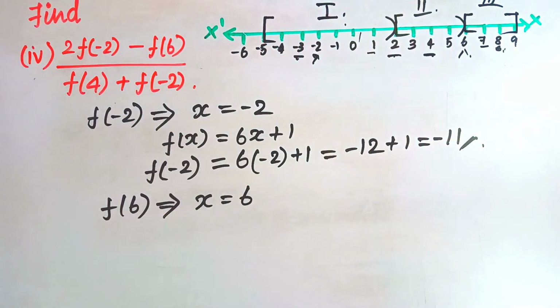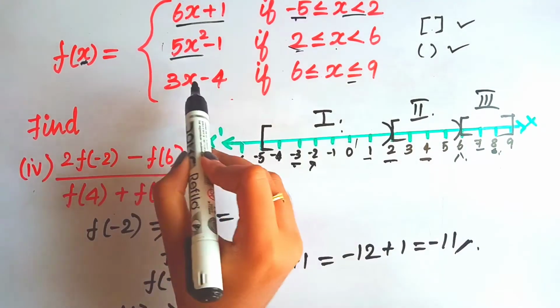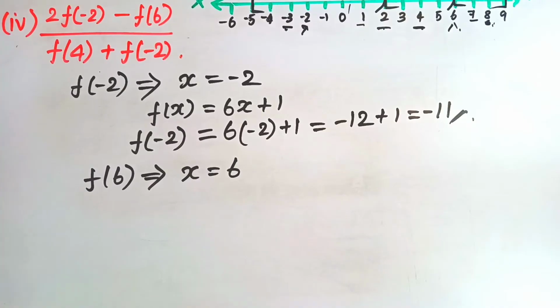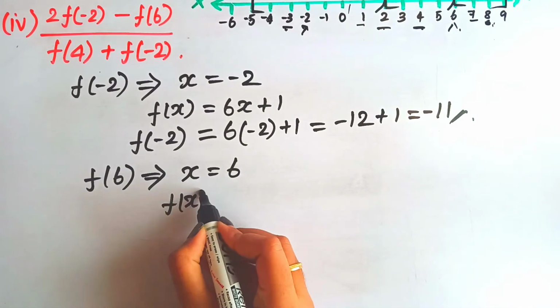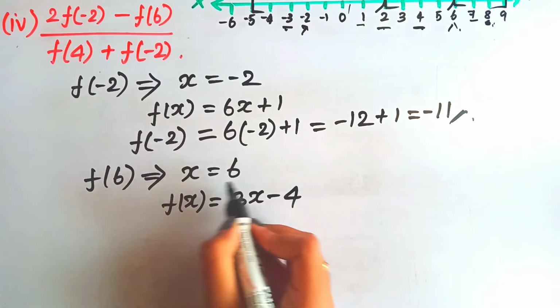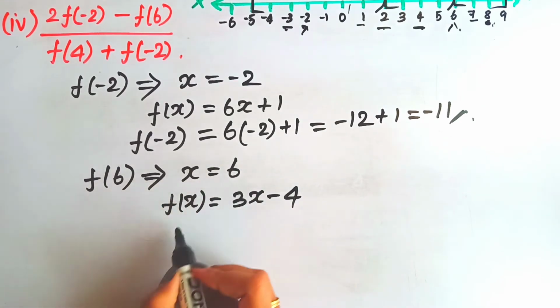Okay, so if it's in the third interval, what function do we have to use? It's 3x minus 4, right? So f of x is equal to 3x minus 4. So we have to substitute x is equal to 6.